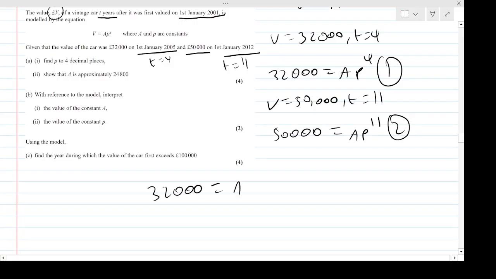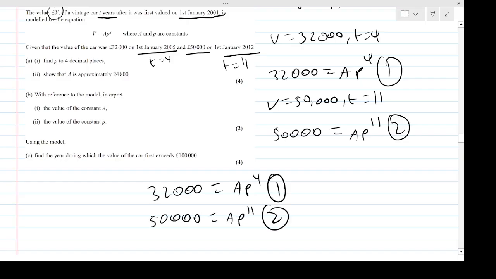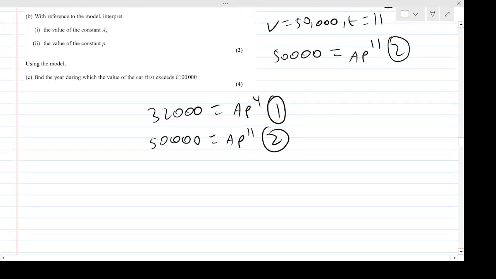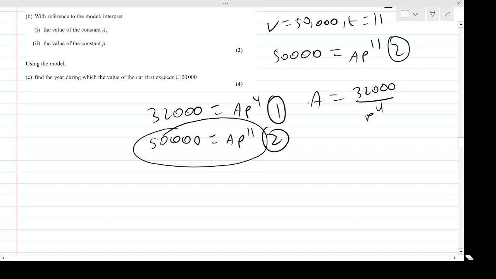32,000 is AP to the 4, and then 50,000 is AP to the 11. So we've got two equations and two unknowns, A and P. So we can solve for A and P, but how am I going to do that? It's quite a weird simultaneous equation, right? So you could substitute, you could rearrange one equation somehow. So maybe you could rearrange the first equation to say that A is 32,000 over P to the 4, then substitute it into here.